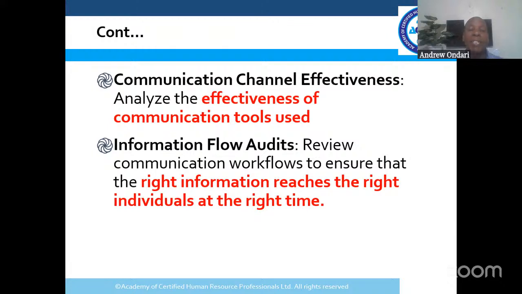So the effectiveness of the tools that we are using will be measured against the information that we want to pass. So if you want to pass detailed information, use a meeting. If you want to pass a short message, use an SMS. So it is important for us to determine which channels we are using and for what function or purpose. The last aspect on communication is information flow.